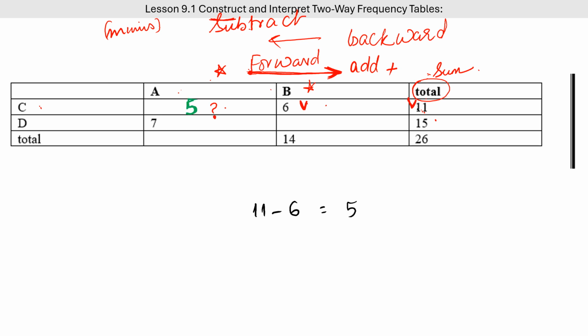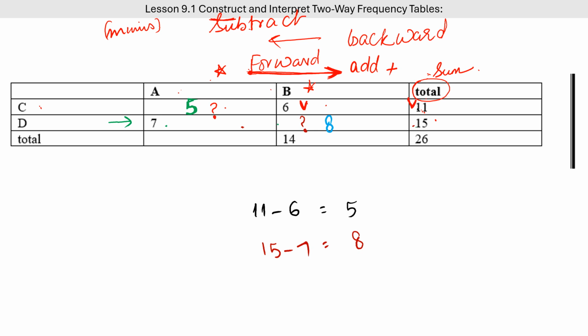Okay. Now let's see the other one here, D. Look at this one. You have A, you don't have B, and again you have the total. So if the total is given, you go backward. For the backward, you subtract. You need to find out this one, right? You have 15, you have 7. So you do 15 minus 7, that is, total minus A. So you will get what? 8. So this will give you the value of B, that is over here, 8. So this is the story of the horizontal way.